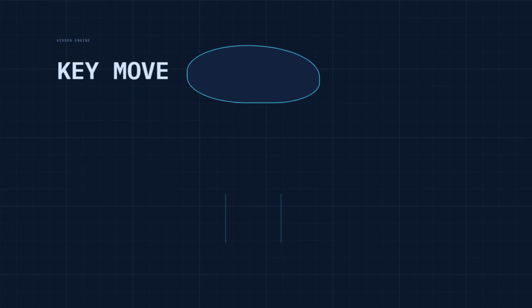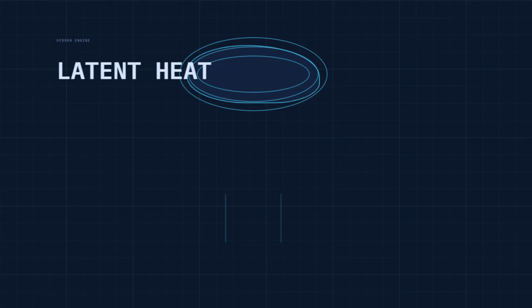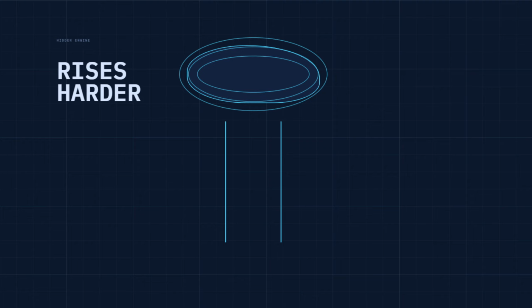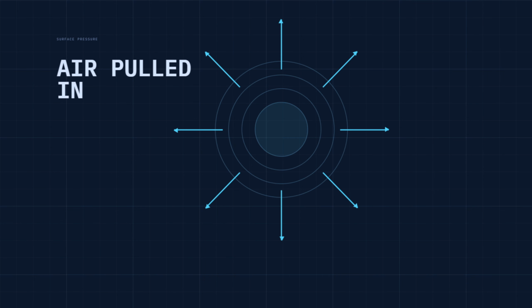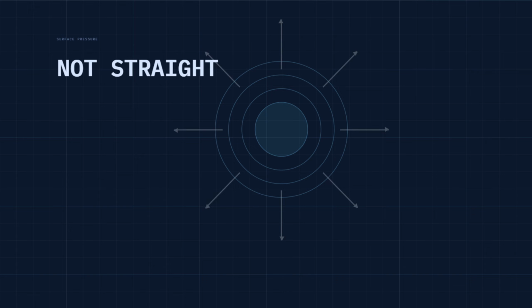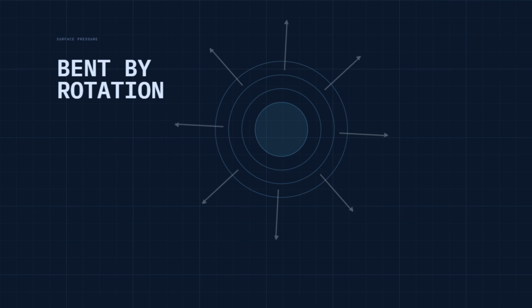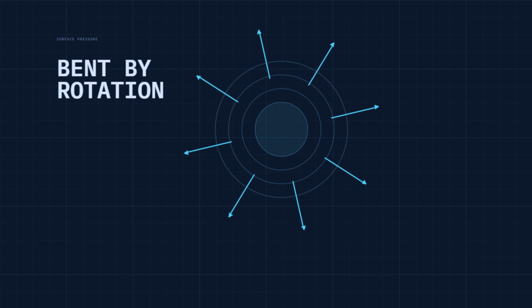Here's the key move. When vapor condenses, it releases heat. That heat warms the air around it. Warmer air rises even harder. The more air rises, the lower the pressure gets near the sea. Low pressure pulls nearby air inward. But that air does not move in a straight line. Earth's rotation bends the inflow, so the air starts curving around the center. Now you have the beginning of a vortex.